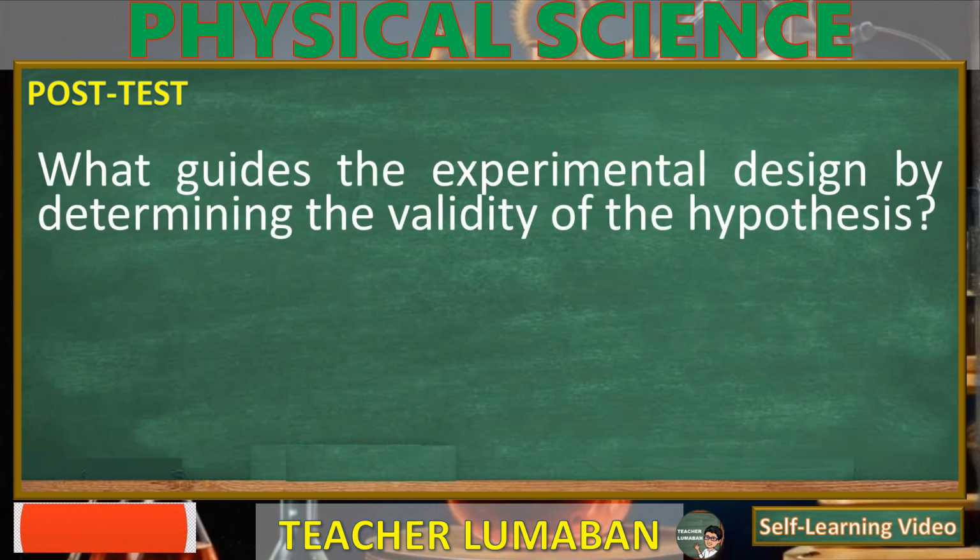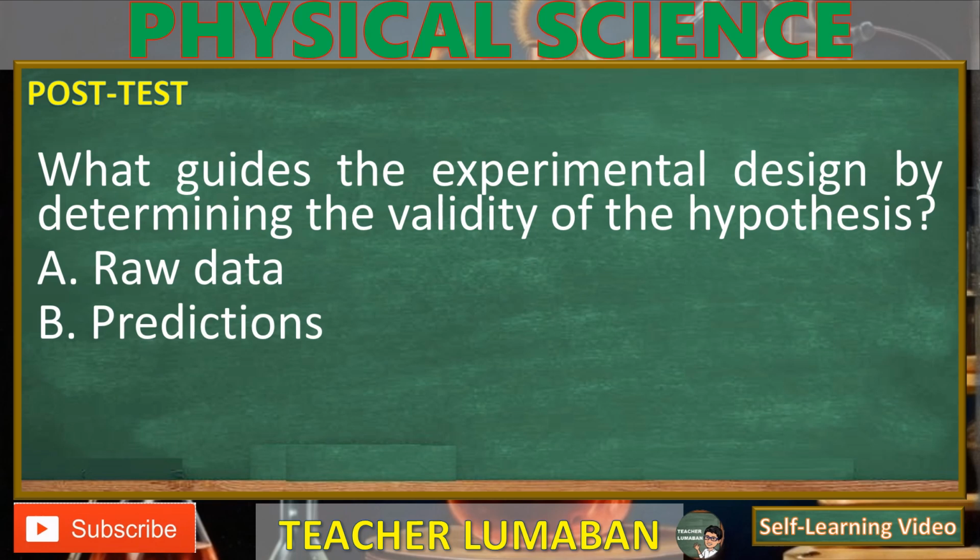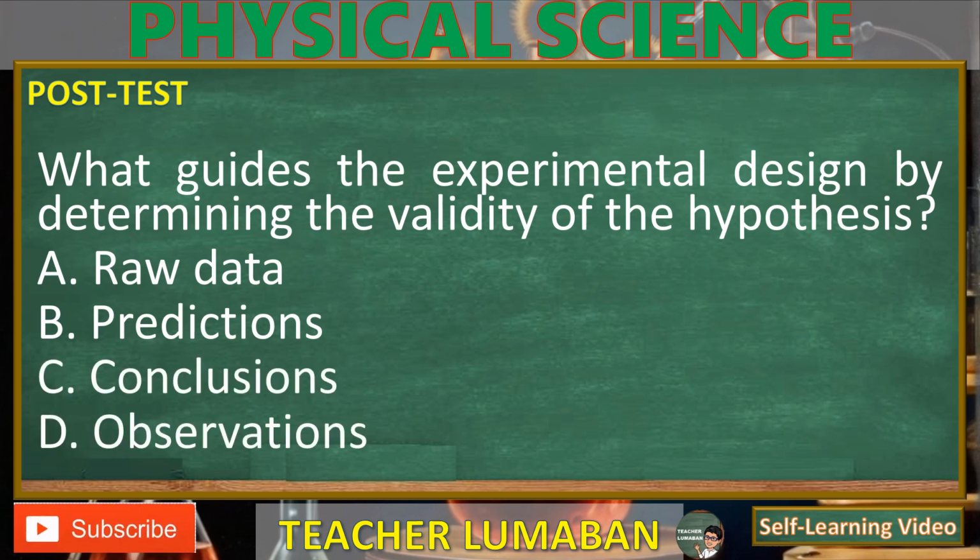What guides the experimental design by determining the validity of the hypothesis? A. Raw data. B. Predictions. C. Conclusions. D. Observations.